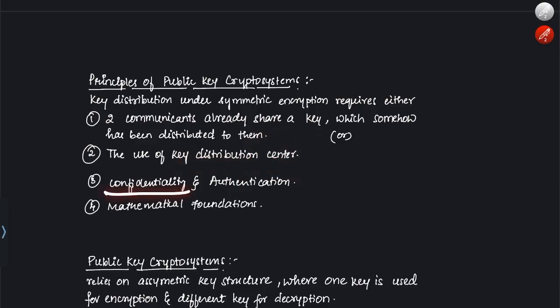And along with that, confidentiality, authentication and mathematical foundations. So the first one says that dual key structure, that is, public key cryptography will make use of two keys, public key and private key. Public key means it is open, it can be shared openly, whereas private key means it has to be kept private or secret by the owner. Here each key will perform a complementary operation, either encryption or decryption.